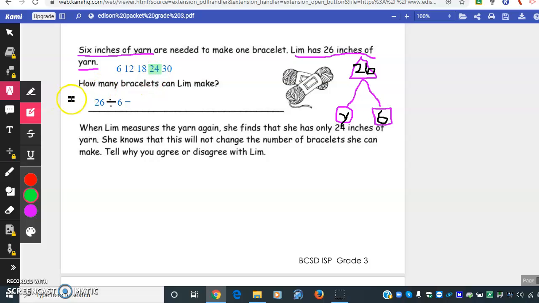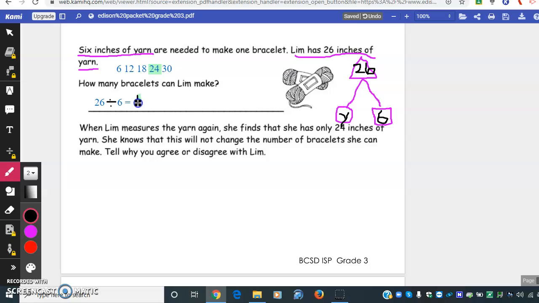So I'm going to go ahead and write that. Lim can make 4 bracelets. Yes, there's going to be leftovers, and 4th graders call those leftovers remainders. That's okay, that there's a remainder. That's all right. Lim can definitely make 4 bracelets.